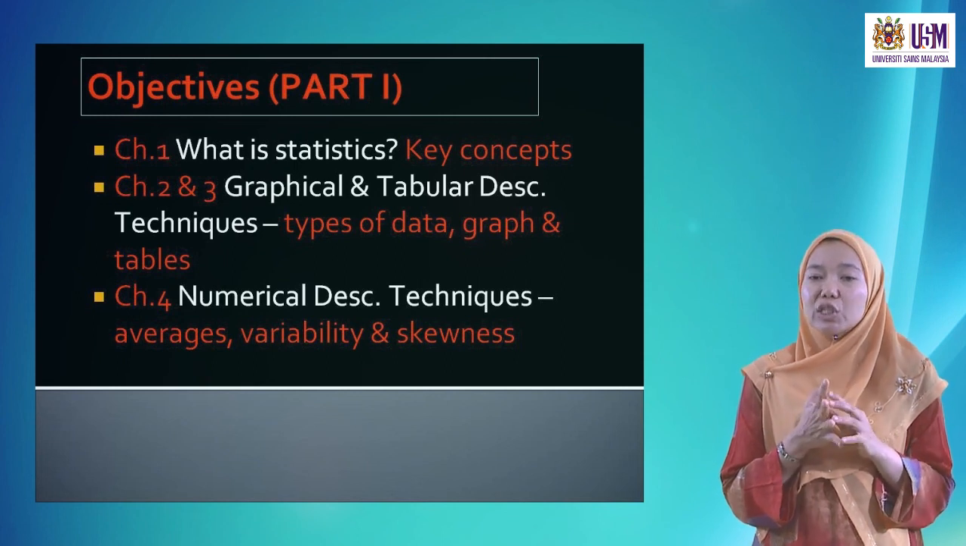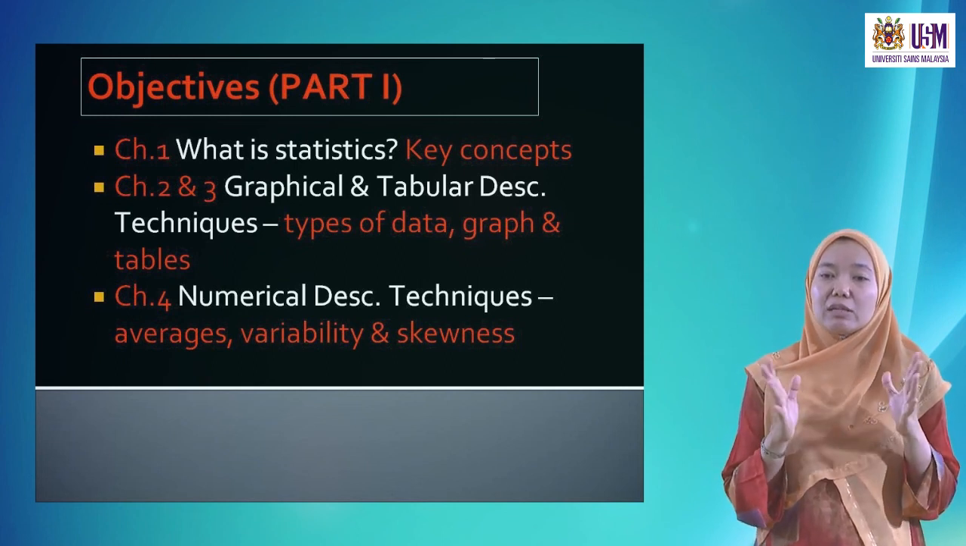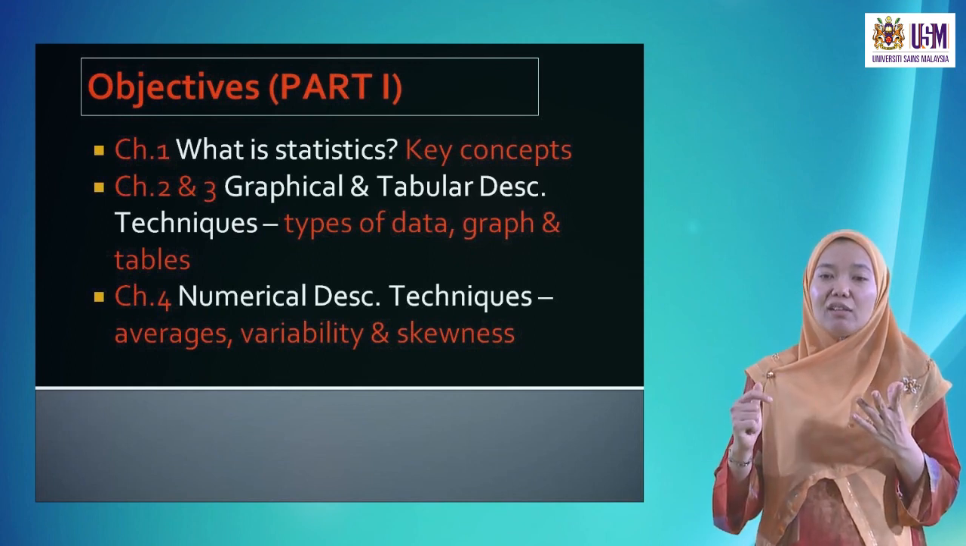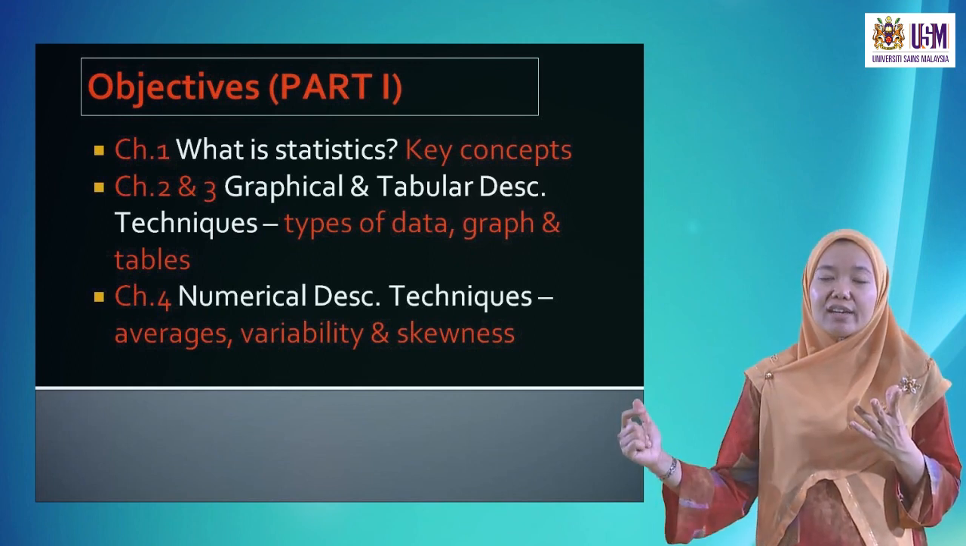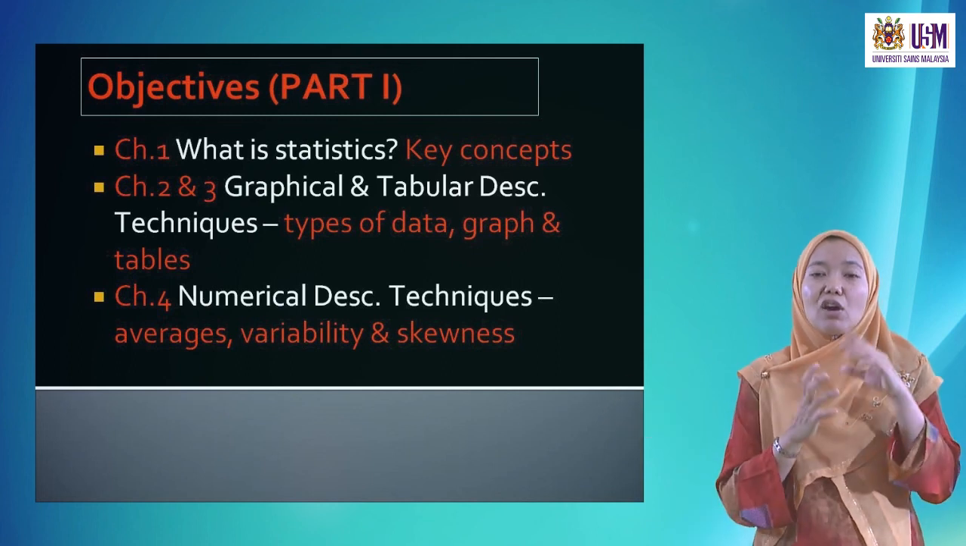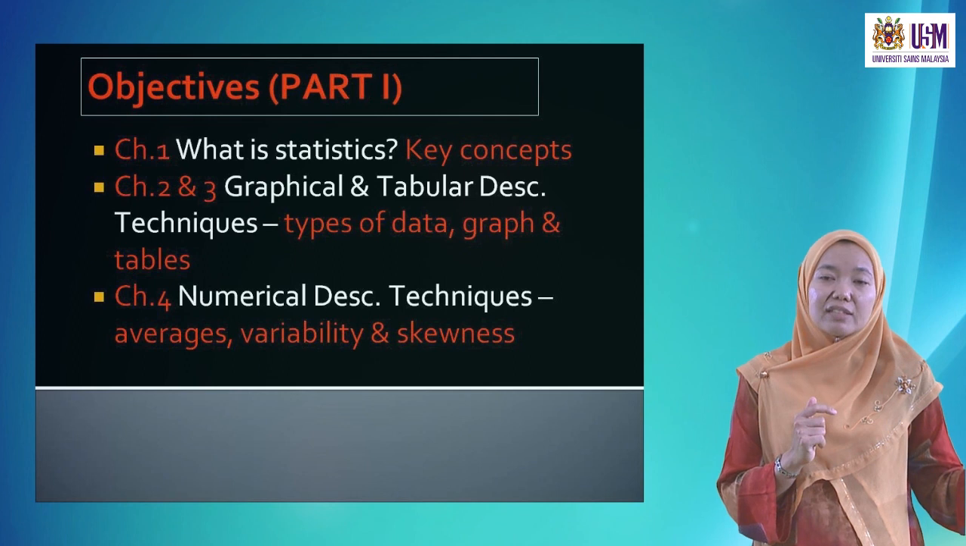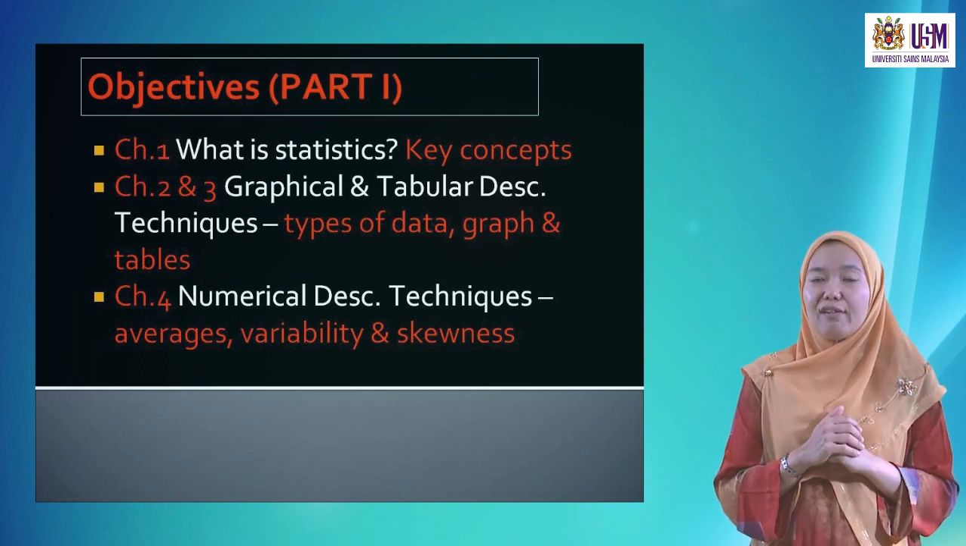And then we have skewness, where the histogram is symmetrical or not symmetrical. If you have the tail of your histogram on the right hand side, that is skewed to the right. If you have the tail of your histogram on the left hand side of the histogram, that is skewed to the left.